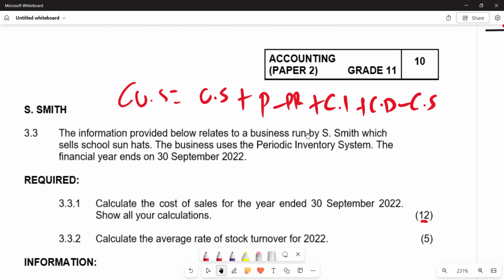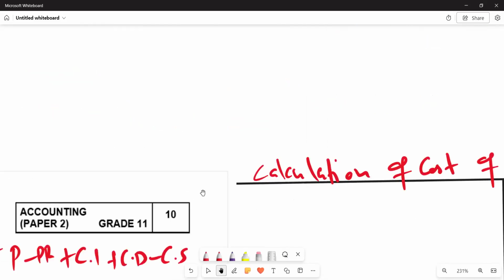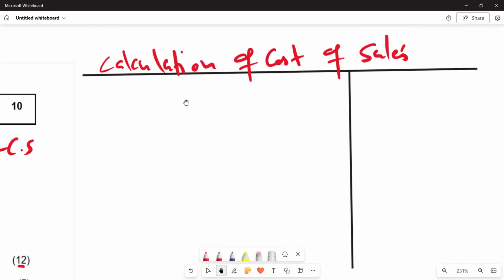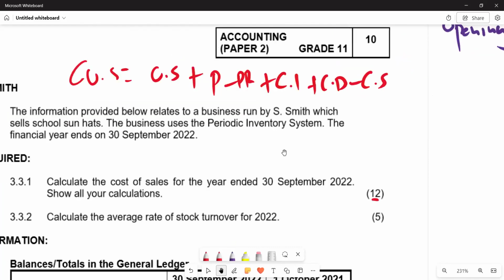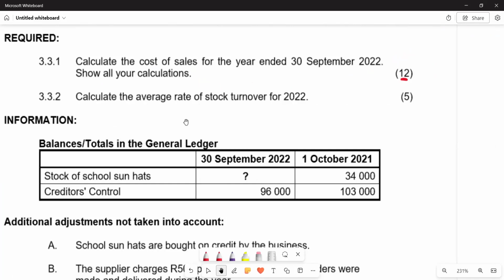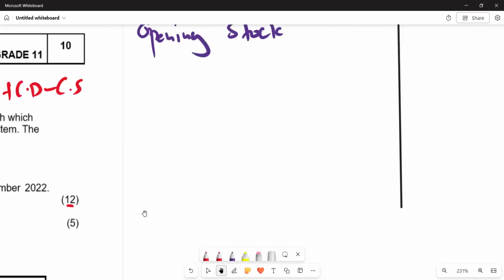So we come here, we are going to say, the first thing that we're going to put is opening stock. And then we try to find out which figure for opening stock we are given. So we've got an opening stock of 34,000. So we can just put our 34,000 as our opening stock.